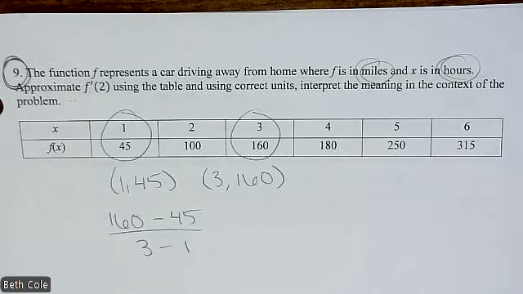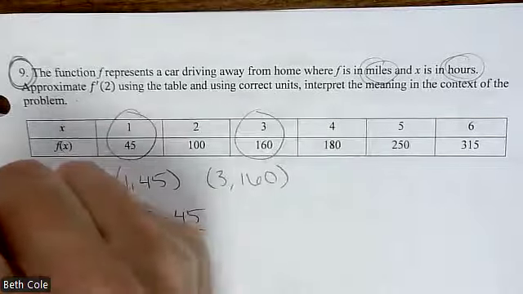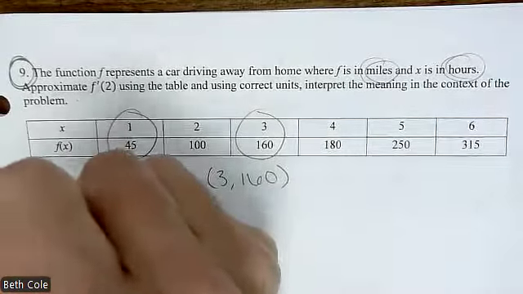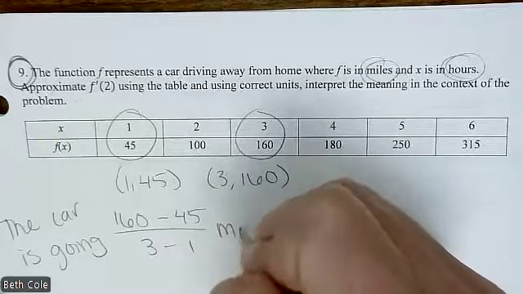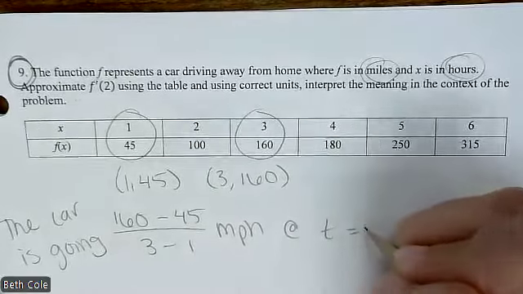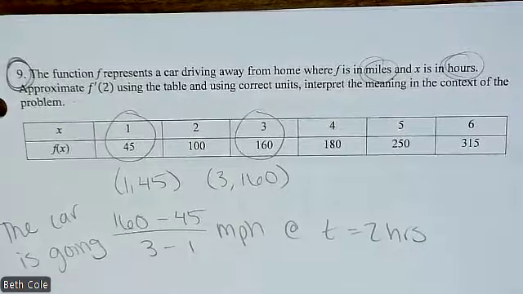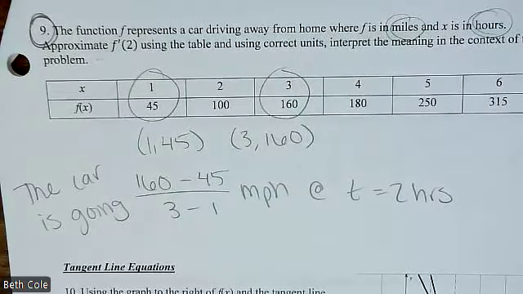You are overcomplicating it. Just forget this for a second. You're going for a drive. The car is going whatever miles per hour at time what? At 2. Okay. So the car is going, whatever this is, miles per hour at time 2 hours. You want to write it the simplest way possible.